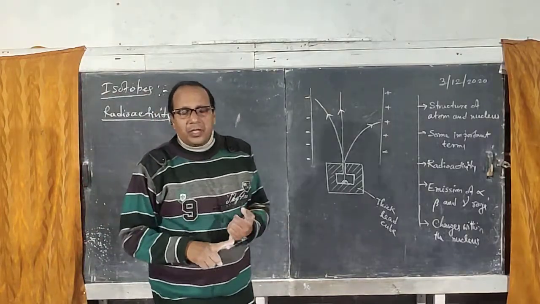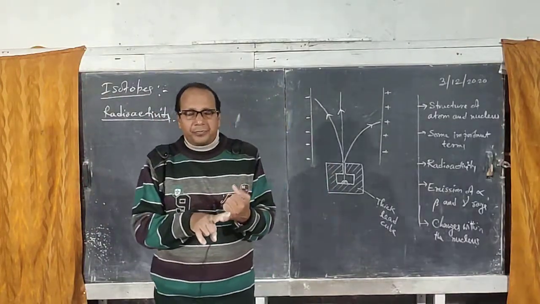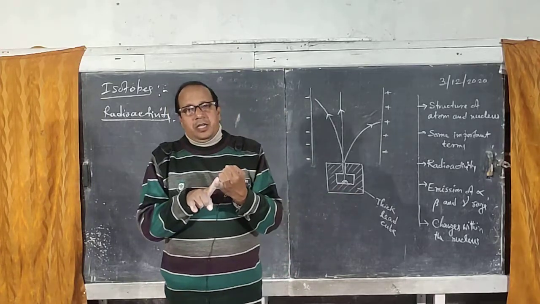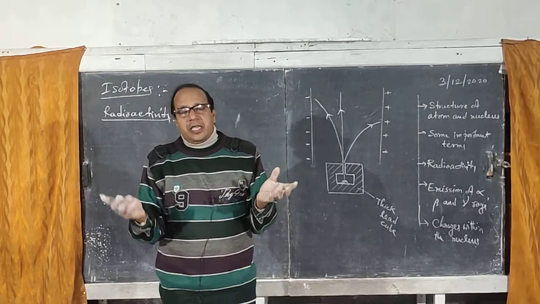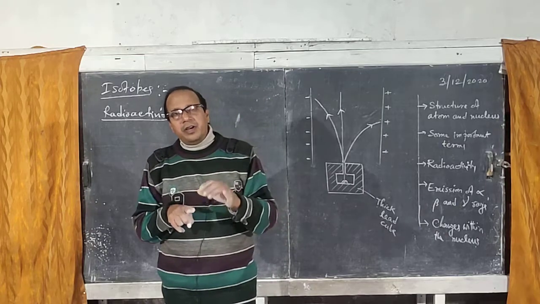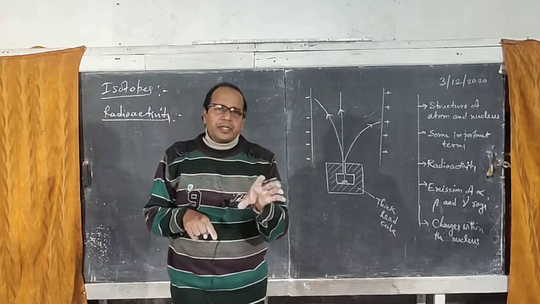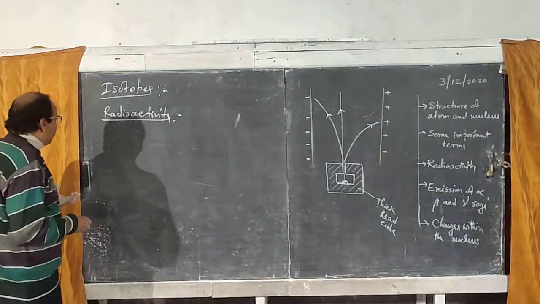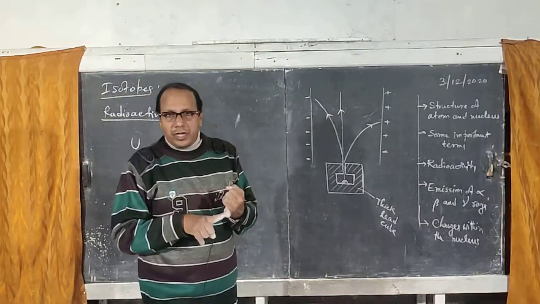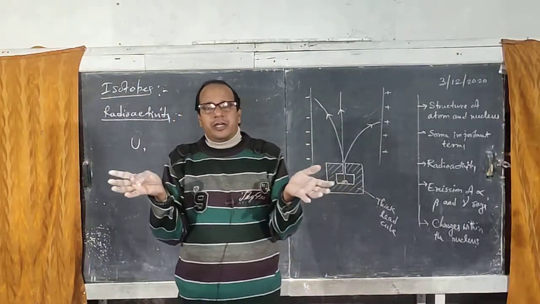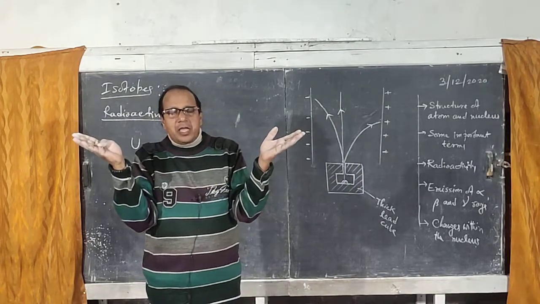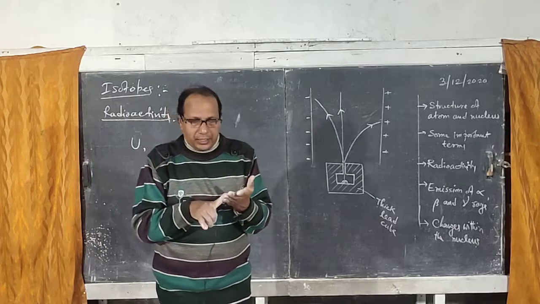What is radioactivity? It is a nuclear phenomenon in which the radioactive substances spontaneously emit alpha, beta, gamma radiations from their nucleus. What are the radioactive substances? As for example, we can say uranium, thorium, plutonium, radon. All are radioactive substances. They spontaneously emit alpha, beta, gamma radiations.